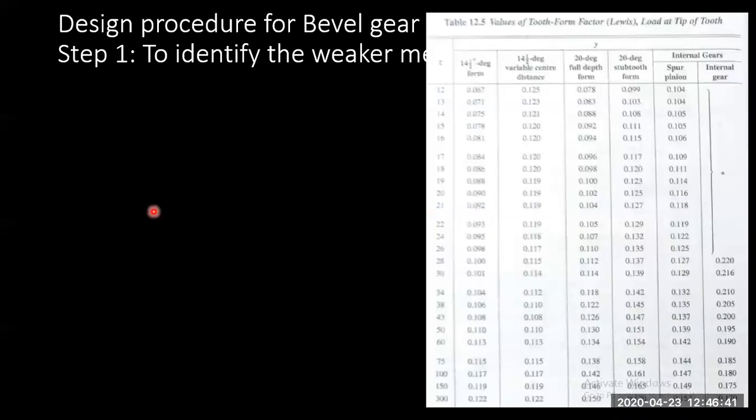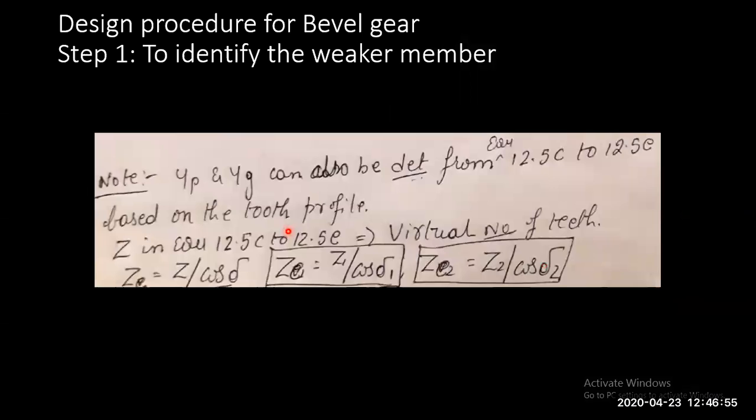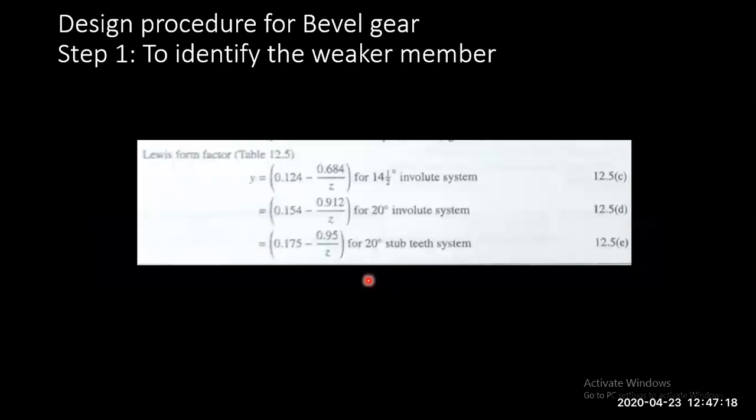Let's go back to the PPT. We already found that pinion is weaker because both are of same material, and value for YP will be usually lesser than that of gear. And this is what we use for finding the actual number of teeth. ZE1 is Z1 by cos of delta 1, but we don't have delta also, right? So in order to find ZE1, we need to find delta 1 and delta 2 first.